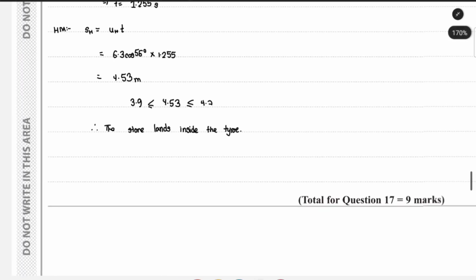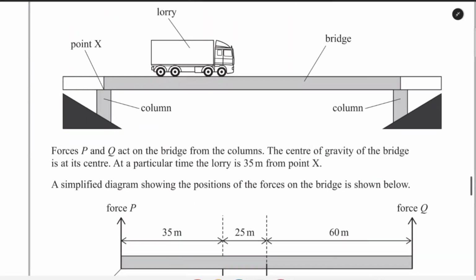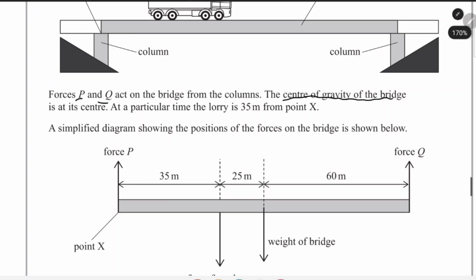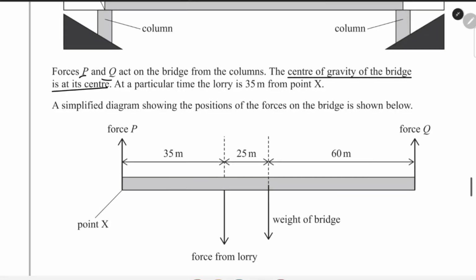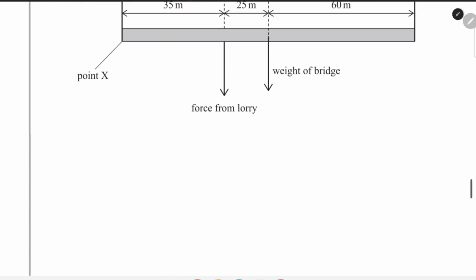So this is the case over here. Now moving on to question 18, we have a lorry that's crossing a bridge, with the bridge being supported by two columns. We are given forces P and Q acting on the bridge from the columns. We are given that the center of gravity of the bridge is at its center, so it's a uniform bridge, and at a particular time the lorry is 35 meters from point X, so this distance over here.